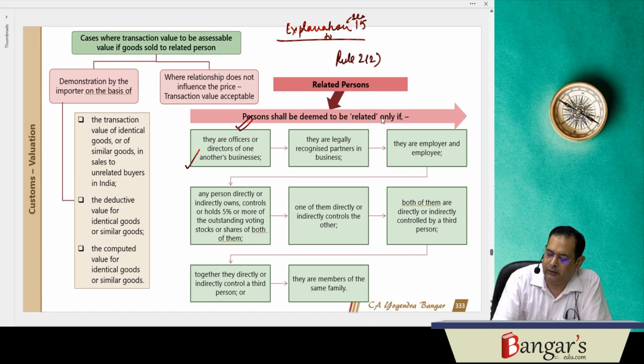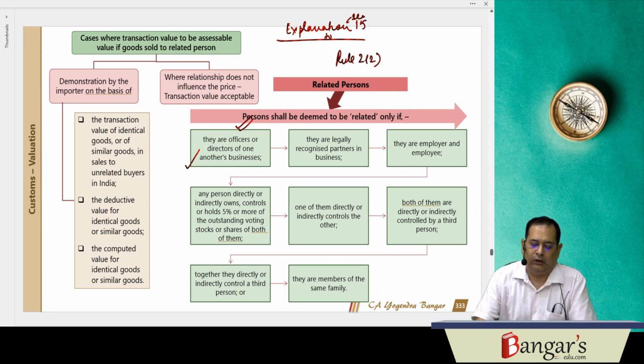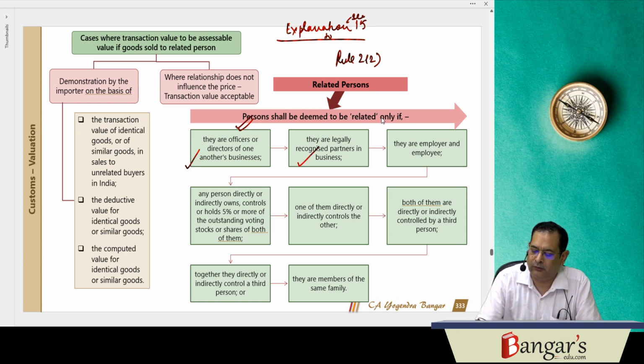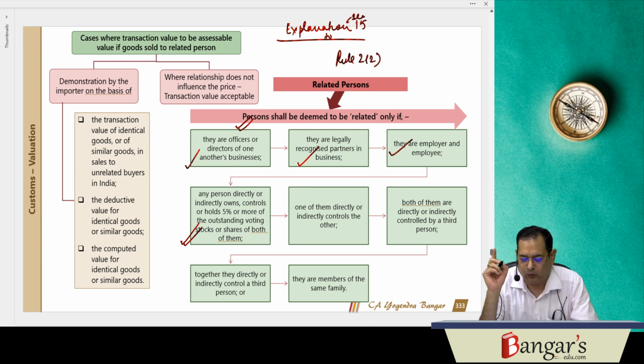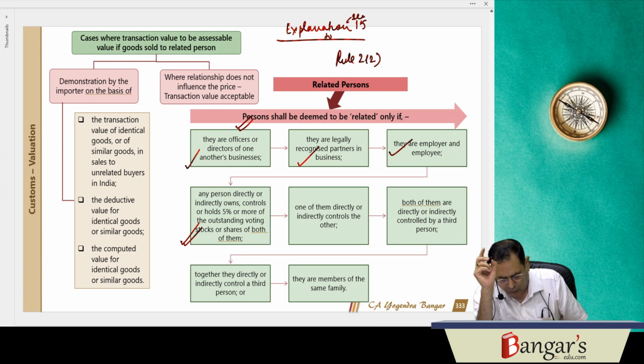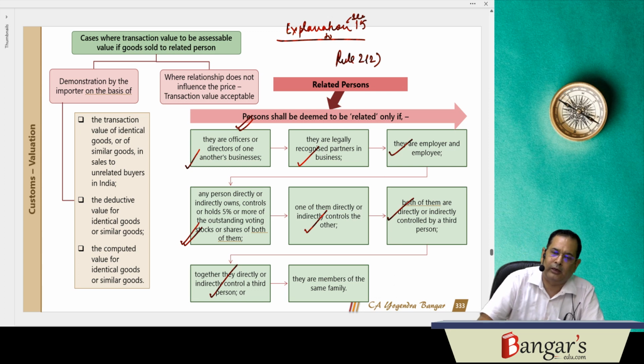When will the buyer and seller be deemed to be related? If they are officers or directors of one another's business, or they are legally recognized partners in the business, they are employer and employee, or any person directly or indirectly owns, controls or holds, here it is 5%, there it's 25%, 5% or more of the outstanding voting stock or shares of both of them. One of them directly or indirectly controls the other. Both of them are directly or indirectly controlled by a third person. Together they directly or indirectly control a third person.